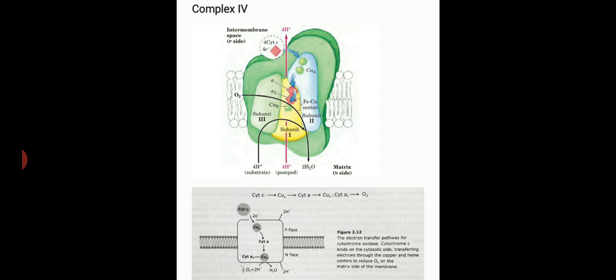For each electron transferred from cytochrome C to oxygen, one proton is transported from the matrix to the intermembrane space. So a total of 4 electrons are transferred for each oxygen molecule reduced to 2 water molecules.